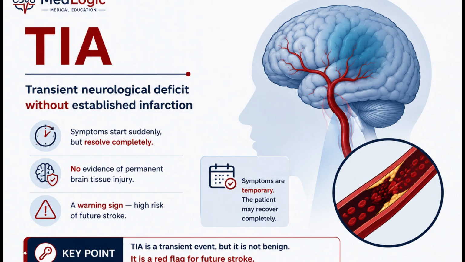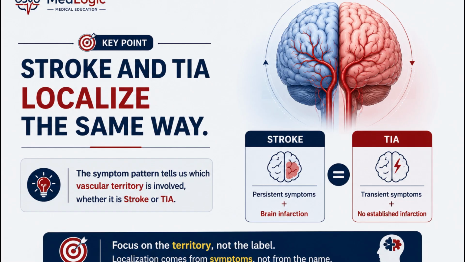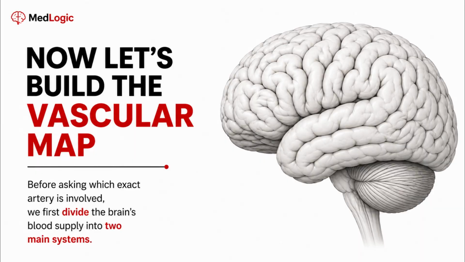The important point is that stroke and TIA are localized in the same way. The symptom pattern still tells us which vascular territory is involved. Now, let's build the vascular map. Before asking which exact artery is involved, we first need to understand the basic blood supply of the brain. Because in stroke localization, we move step by step. First, symptoms, then circulation, and then the specific artery.